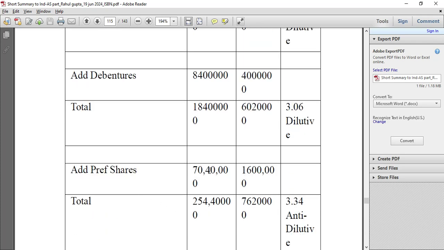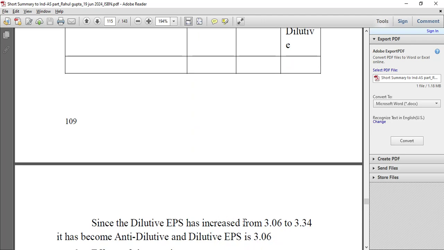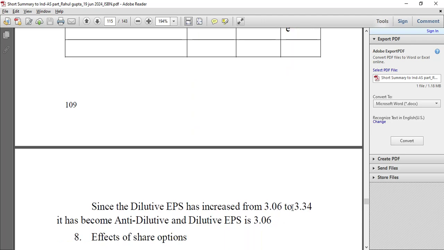Total preference shares: 70 lakh 40,000 plus, divided by 16 lakhs, 254 for 40,000, 76 lakh 20,000. So the dilutive earnings per share is 3.34, which is anti-dilutive. Since it has increased from 3.06 to 3.34, it has become anti-dilutive, and dilutive earnings per share is 3.06.